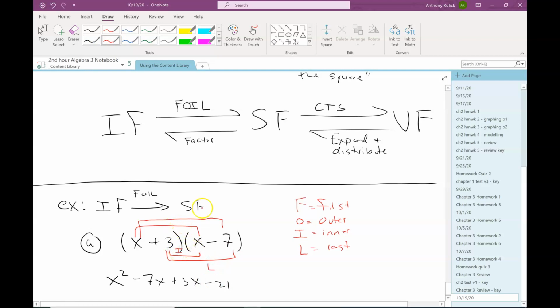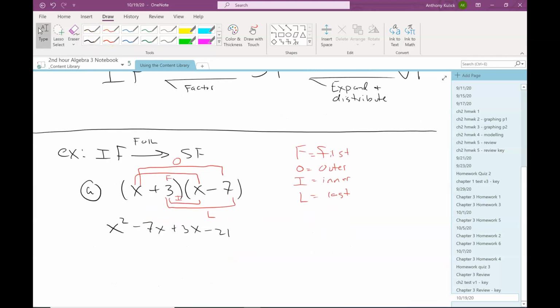And then the last thing we need to do here is just combine any like terms. Hopefully you notice that -7x and +3x could be added together. And we do that just by adding the coefficients. So -7 plus 3 is -4. So that's a -4x. And that's a standard form polynomial, so we'd be done.